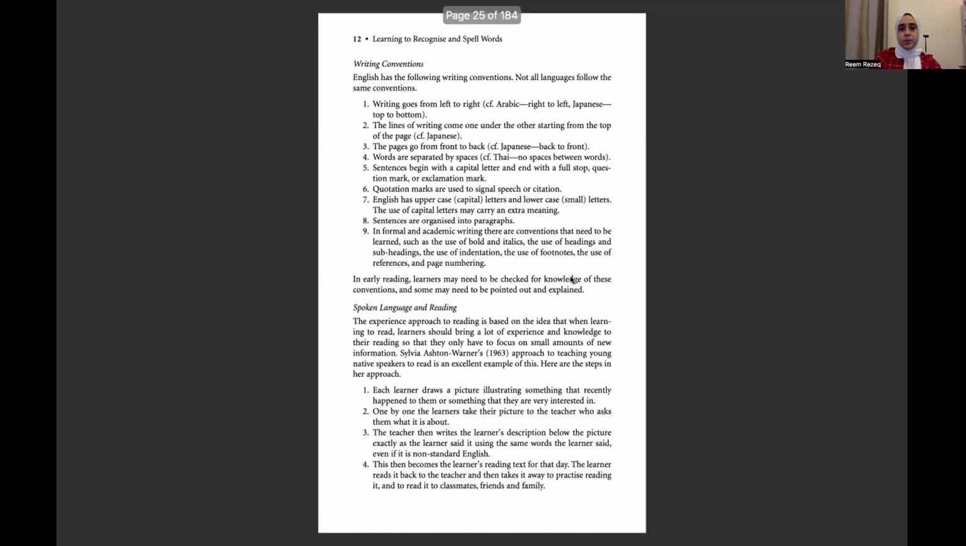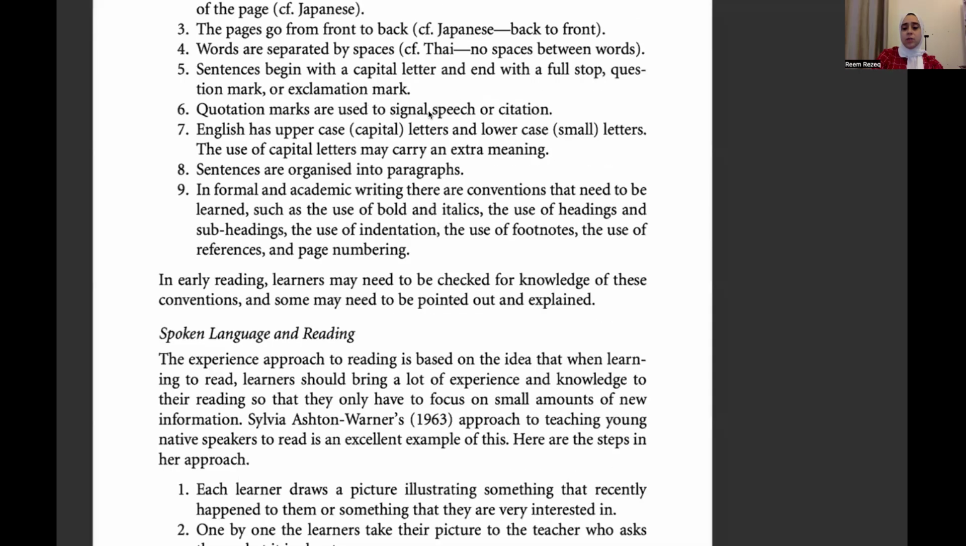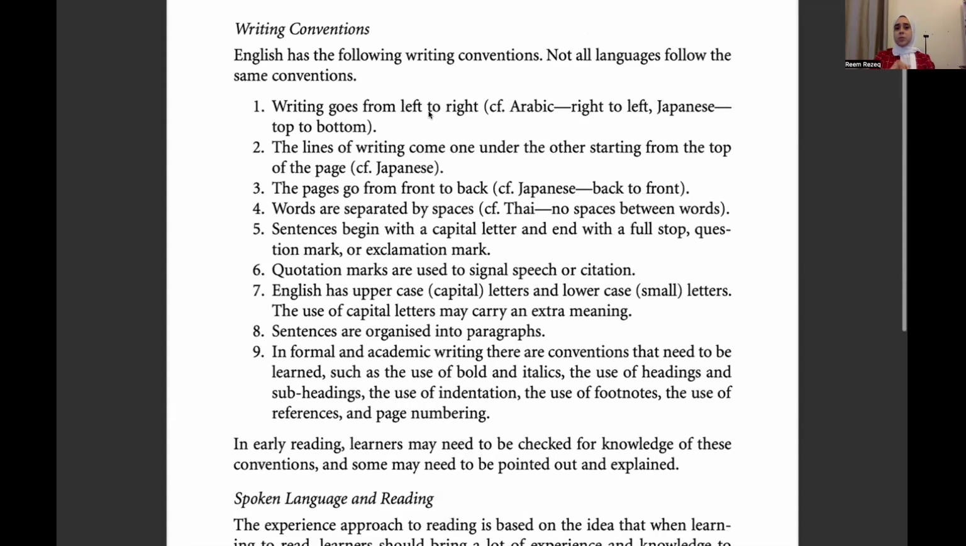So let's start. Writing convention here is that we go from left to right. What are the writing conventions? We have many elements to focus on. We start from left to right, not from right to left. But in Arabic, we start from right to left. In Japanese, we start from top to bottom. If you know Japanese, the lines of writing come one under the other, starting from the top of the page.